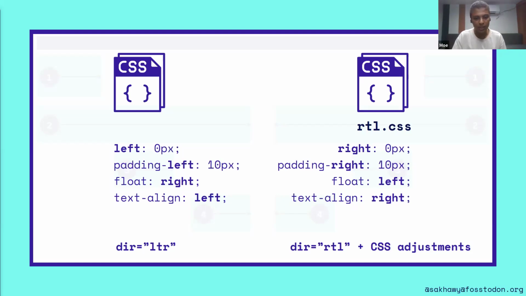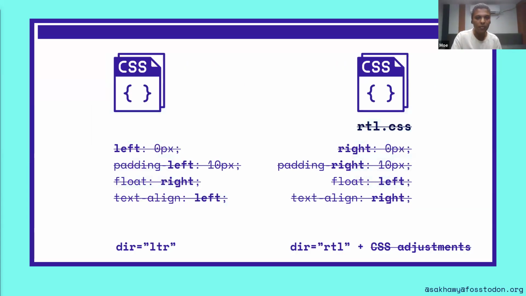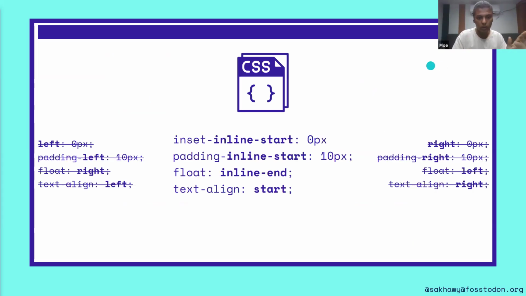You'll also be more likely to get a regression, and you may forget to update this RTL.css file here and there. And luckily, we have a solution. It's called CSS logical properties. What that enables us to do is, instead of writing the CSS properties which explicitly mention a physical direction like left and right, instead of writing the CSS twice, we'll write the logical properties and let the browser handle the rest. This is what it will look like.